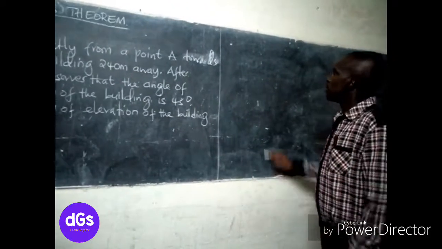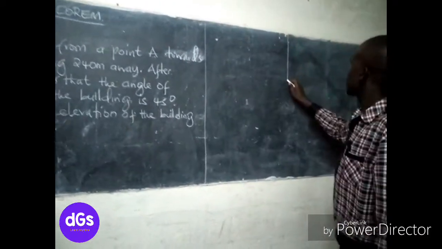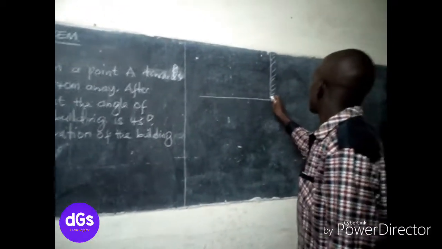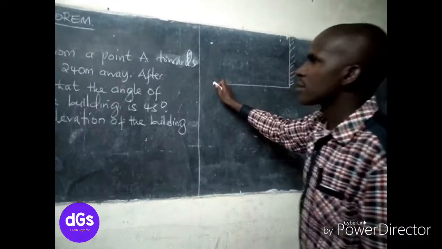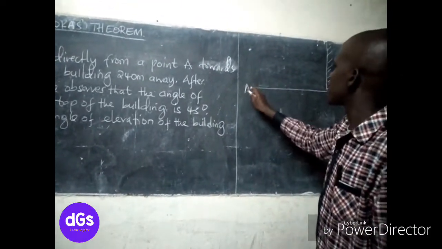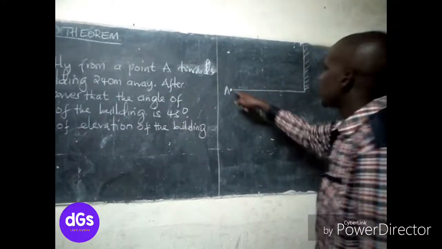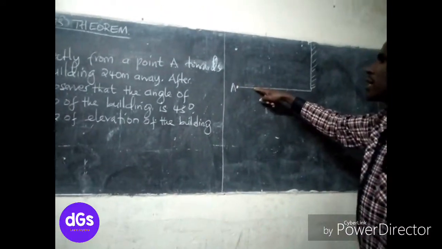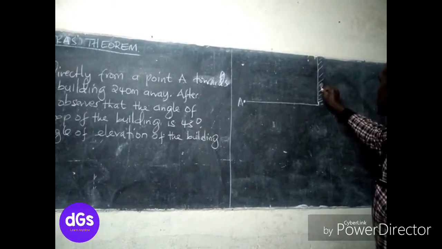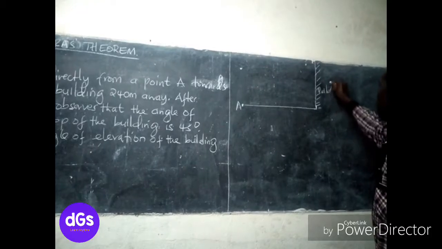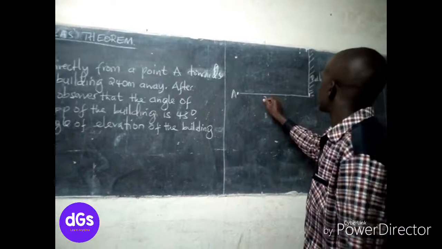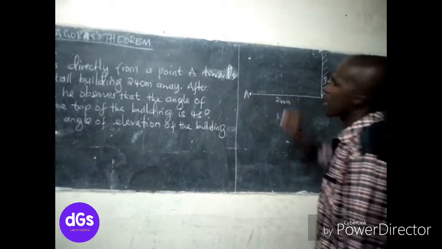So we have a building. We are being told that the building is 240 meters from a point A. The man was at a point A, and he walks directly from point A towards the foot. Imagine this is the foot of the building. So this is our building, and this building is 240 meters away.